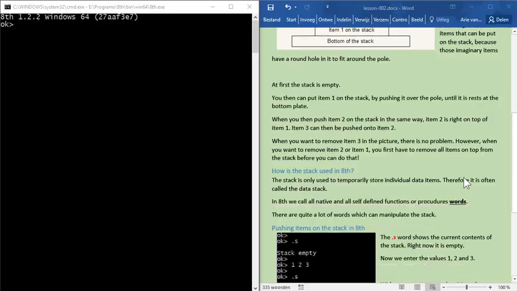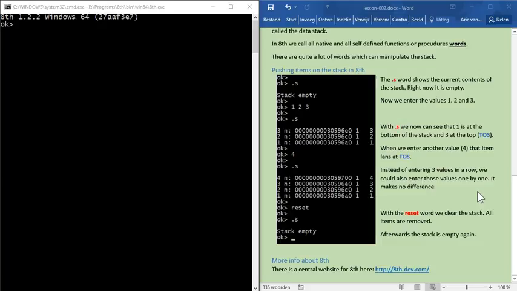So how is the stack used in 8th? The stack is only used to temporarily store individual data items. Therefore, it is often called the data stack. In 8th, we will call all native and all self-defined functions or procedures words. There are quite a lot of words which can manipulate the stack. Now, I'll show you in the 8th REPL what is going on.